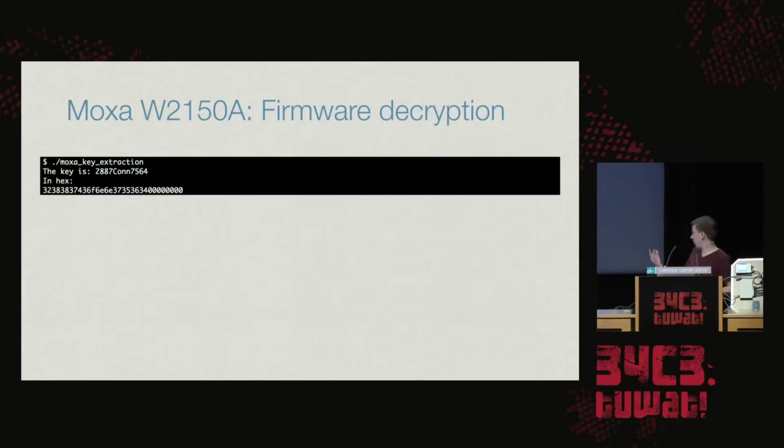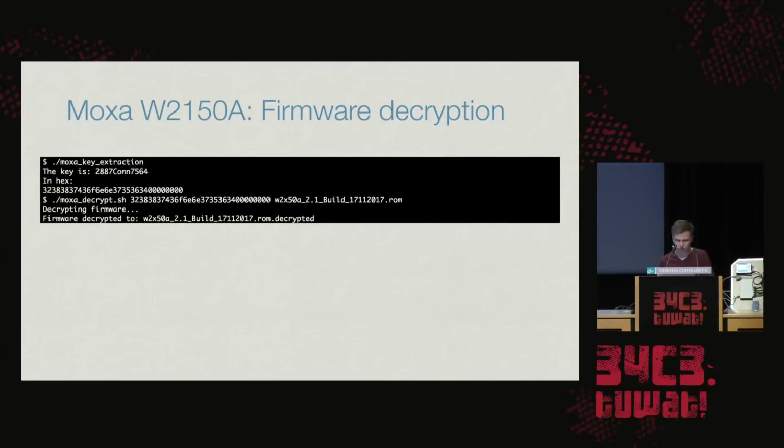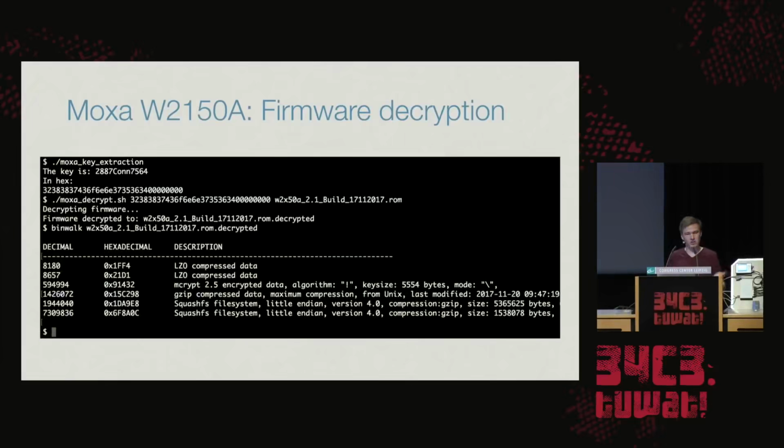And so I compile it, and sure enough, Moxa key extraction, it turns out that the key is 2887con7564. I built a short script to decrypt the 2.1 firmware, and this time binwalk finds all the files and we can start reverse engineering the actual firmware.